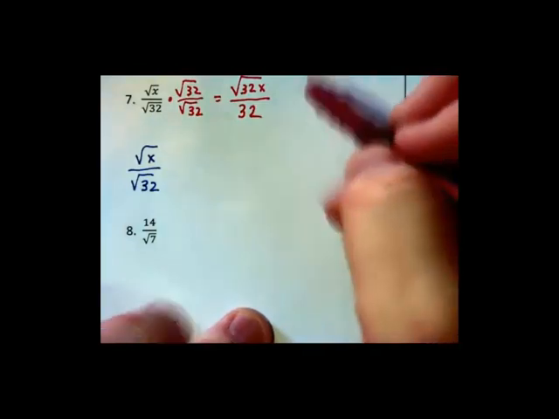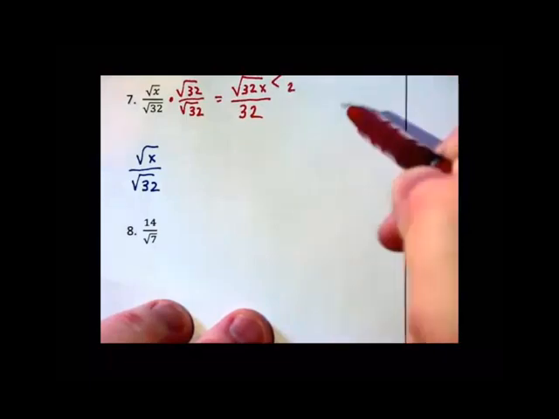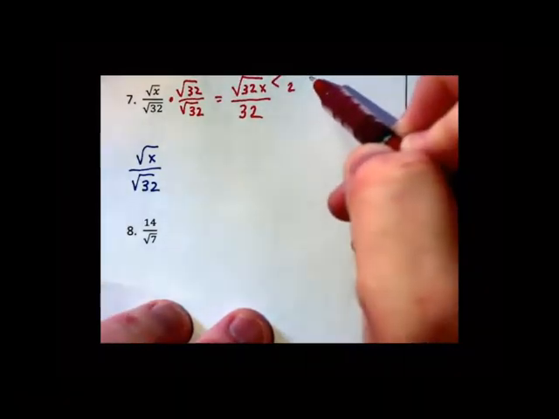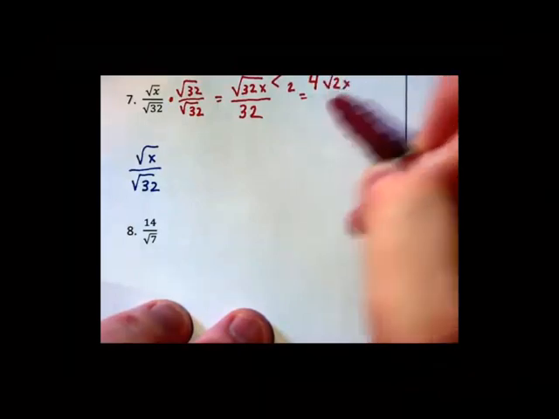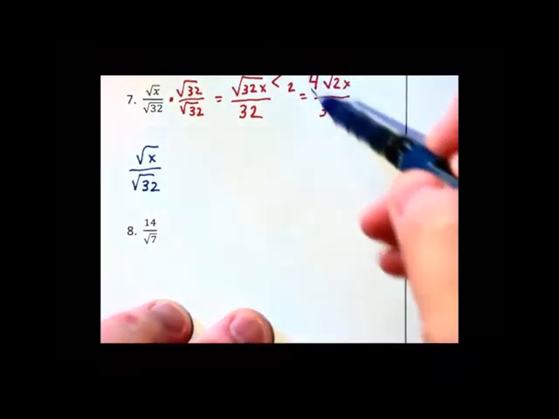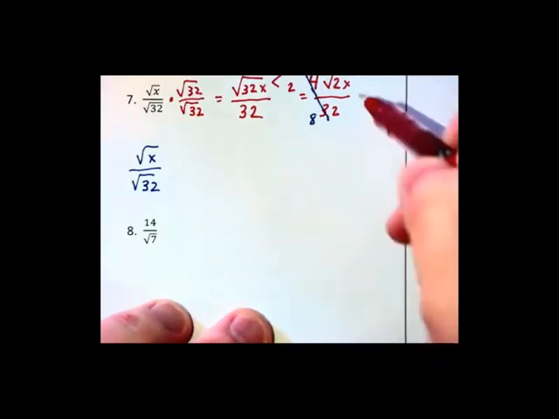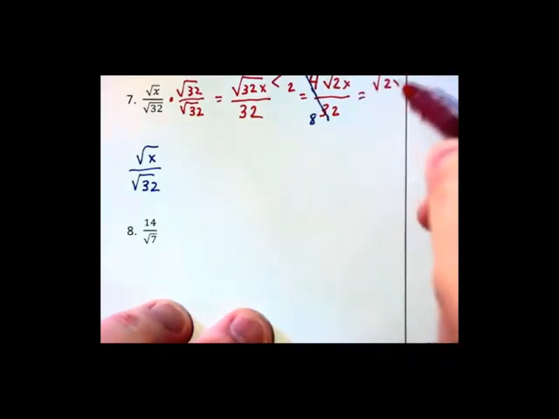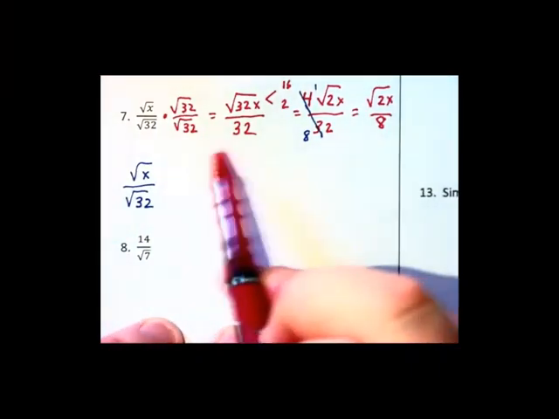But that 32 can break down upstairs. That 32 is a 16 times 2, and the 16 comes out as a 4, and so I'd have a 4 with 2x inside over the 32. Then the 4 and the 4 and the 32 will cancel, giving you an 8, and you can have a final answer here of root 2x over 8. Now, what we did was we first did the rationalizing, then we did the simplifying.